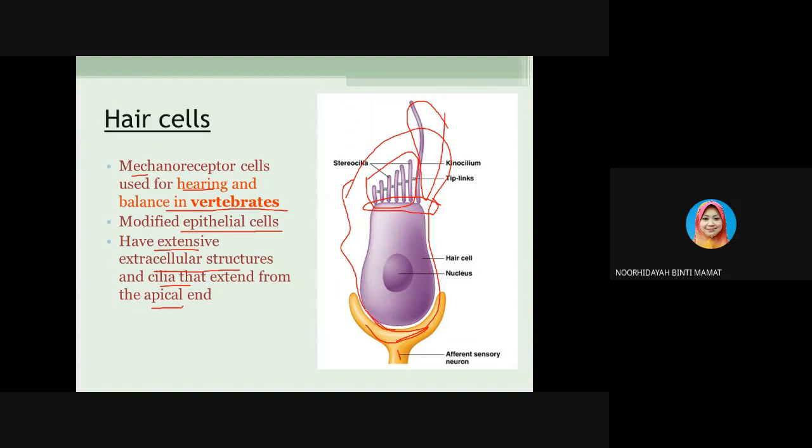This is the hair cell, and this is the nucleus. This is the afferent sensory neuron. So between these hair cells and the afferent sensory neurons, what do we call it?